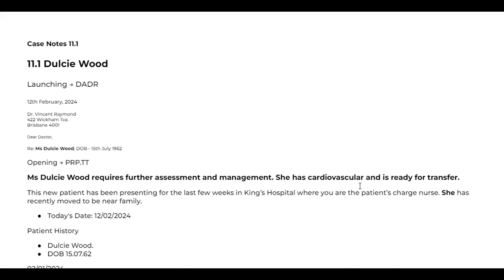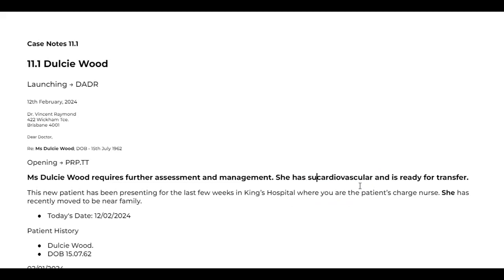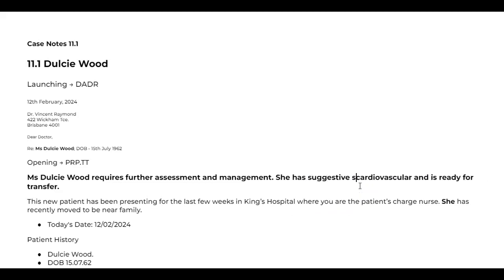She has a possible cardiovascular disease. She has suggestive symptoms of cardiovascular disease. Or simply write cardiac, because we don't know whether the vascular pattern is also associated here. Cardio is sure, but we don't know about the vascular part. So symptoms of cardiac, that is a better one. Cardiac complications.